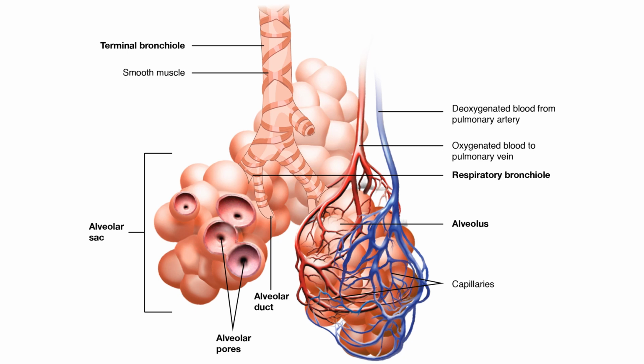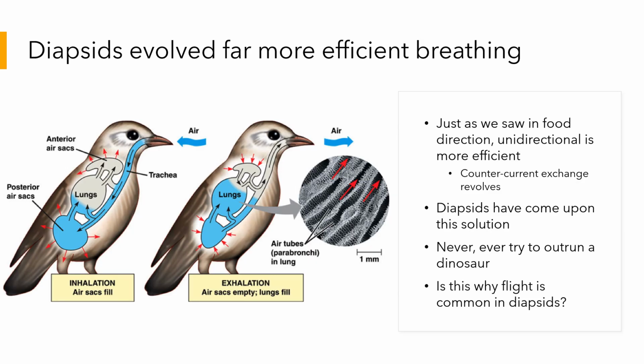But because you're dealing with a system that is still, again, more advanced than an amphibian, and it is in a very oxygen-rich environment, you can get away with those inefficiencies. Let's contrast that with the diapsids. Remember, diapsids are a more advanced group. The diapsids have actually managed to evolve unidirectional breathing. So when a bird breathes, it's actually breathing in a unidirectional pattern.